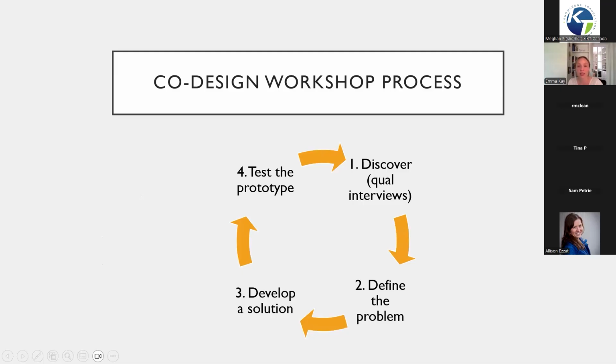So the process of this is really broken down into 4 main steps. So discover, and this was done through qualitative interviews, which I'll talk about a little bit more. Defining the problem, developing the solution, and then testing the prototype. It's very much a cycle and it's iterative because it's not just A to Z. You may test the prototype, find that it doesn't quite work. You need to go back to the drawing board, collect more data. So this can be very iterative.